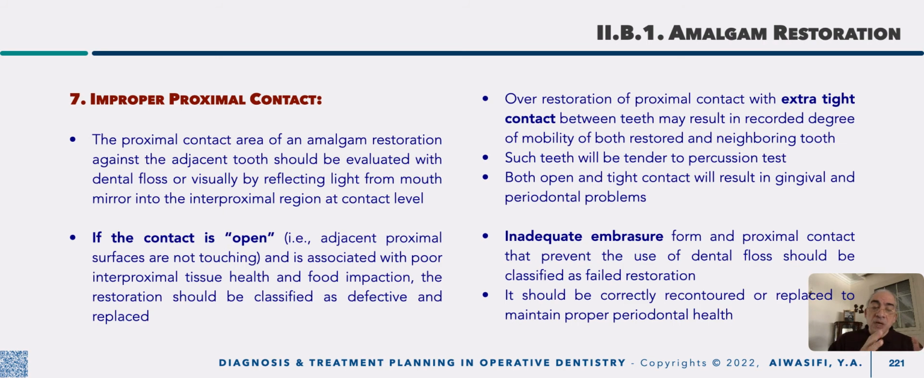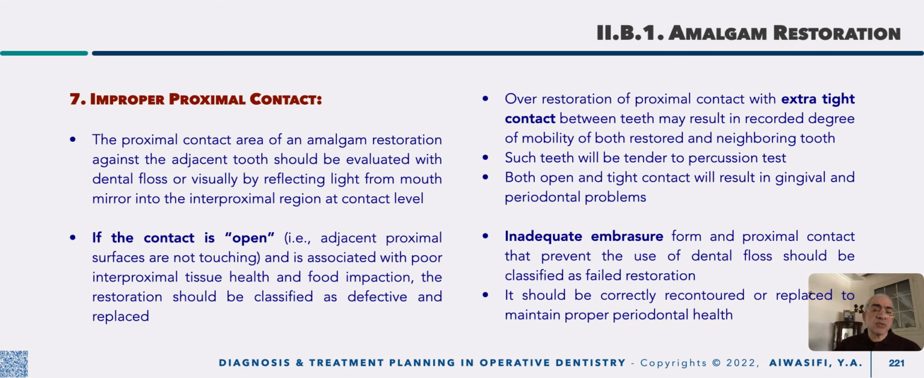Both of them, either tight or open contact, will result in gingival and periodontal problems and should be replaced. For extra tight contact, you may use any finishing strips if you could, but it will not succeed in all cases. Don't take it for granted that it will succeed. It's better to replace your restoration.